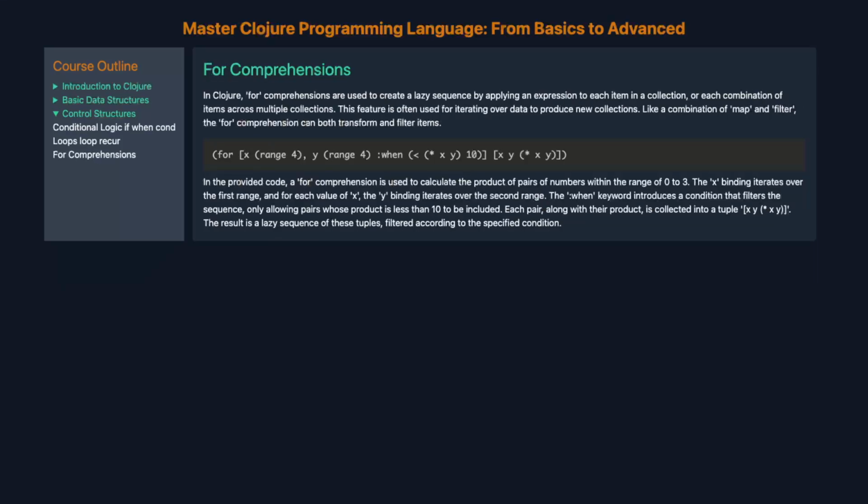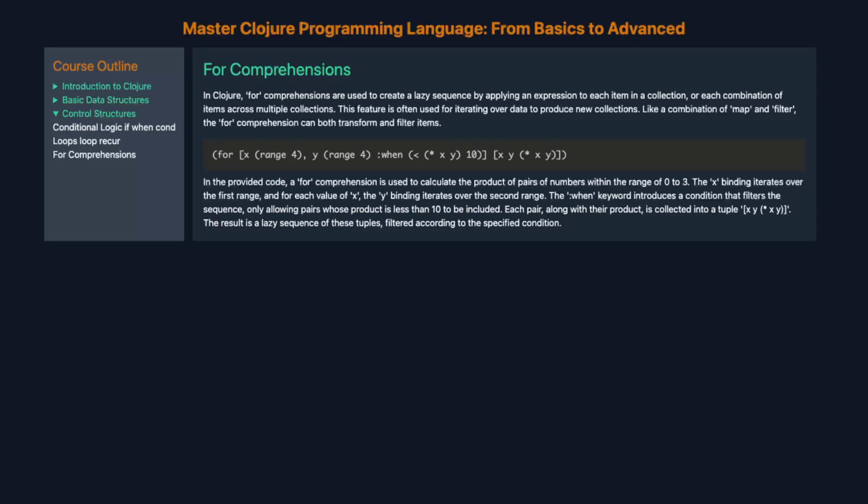For comprehensions. In Clojure, for comprehensions are used to create a lazy sequence by applying an expression to each item in a collection or each combination of items across multiple collections. This feature is often used for iterating over data to produce new collections. Like a combination of map and filter, the for comprehension can both transform and filter items.